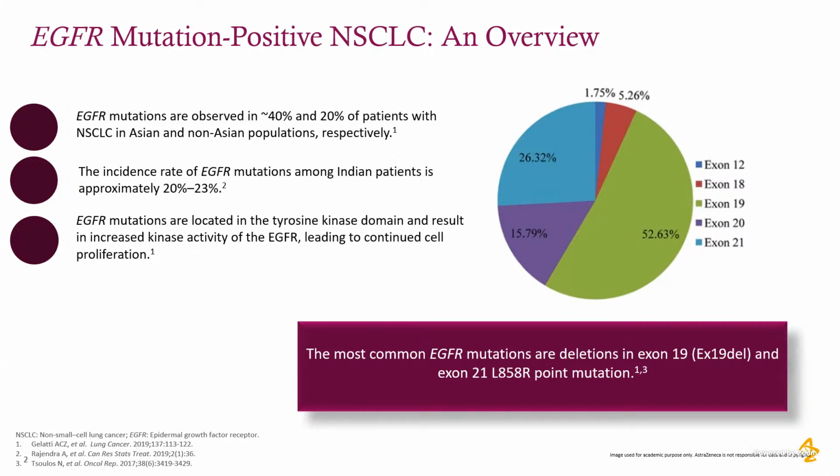If you see this diagram, the exon 19 deletion is seen in around 53% of patients, whereas exon 21 is around 26% of patients. The rest goes to exon 18, exon 20. We have drugs for those also now available, but mainly these are the two mutations which we are concerned with and which we are talking about today. Next slide.